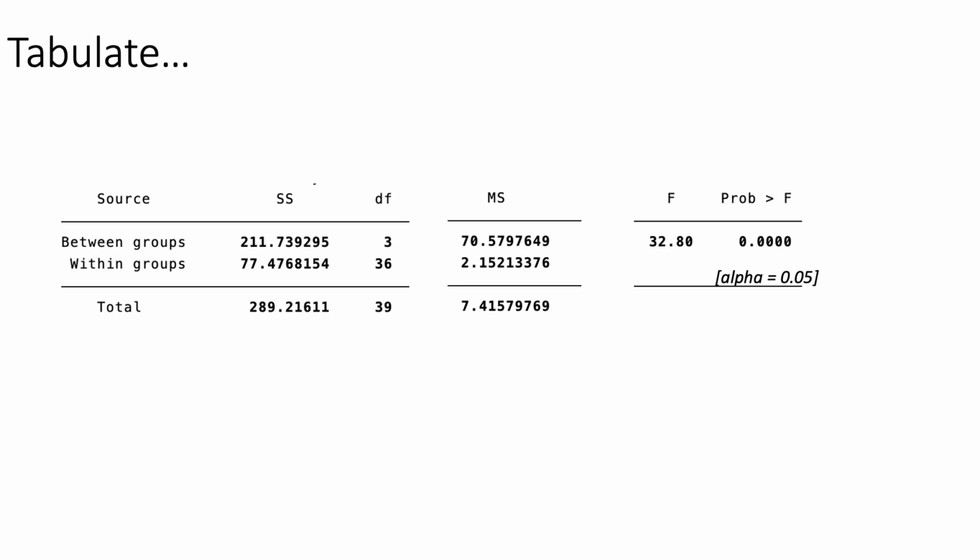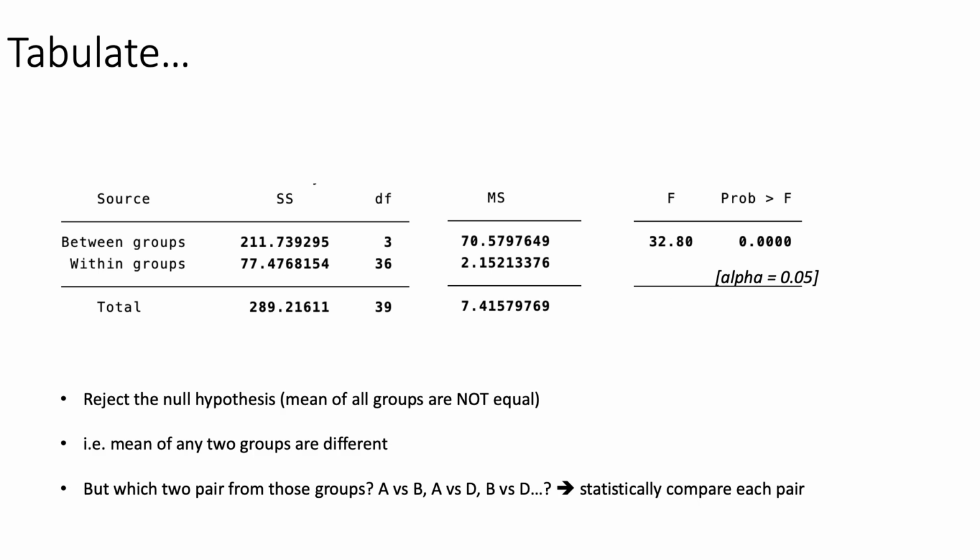Note that I am using an alpha of 0.05 for deciding my significance. So here, since my p-value is less than 0.05, I reject the null hypothesis, meaning that the means of all groups are not equal, or in other words, that any 2 groups have different means. But which are those 2 groups? Is it A versus B, A versus D, or which of those combinations? So now we must statistically compare each of those combinations. And that is called a post hoc analysis.